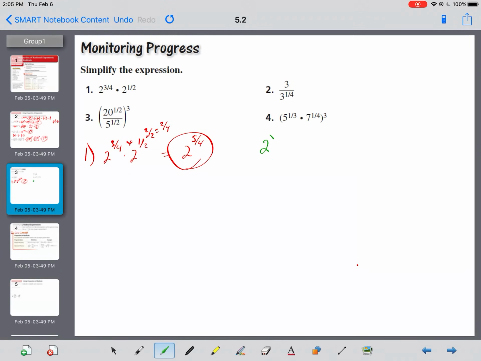Let's look at number 2. 3 over 3 to the 1/4. That's 3 to the 1 minus 1/4. Take 1/4 away. You're going to have 3 to the 3/4.